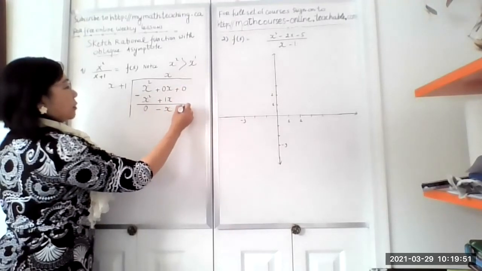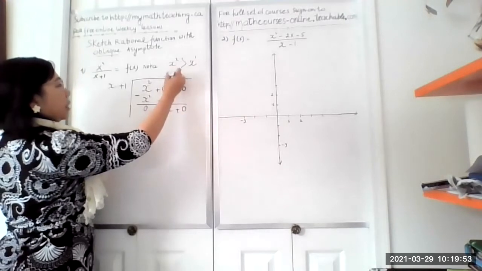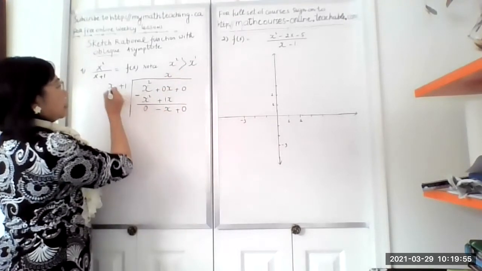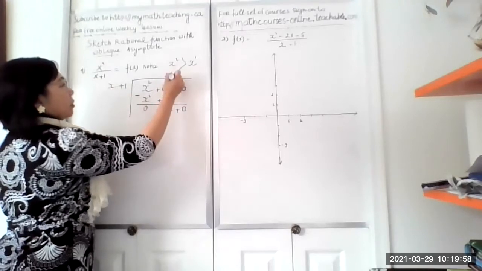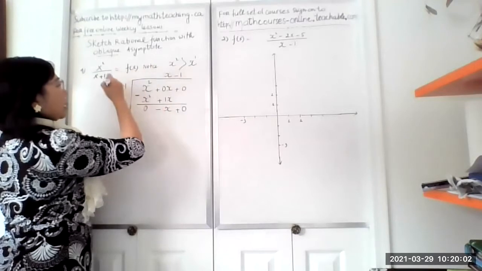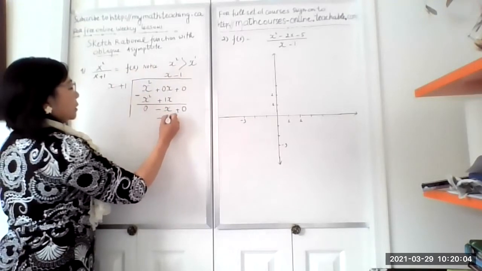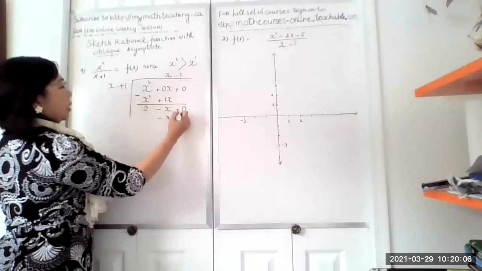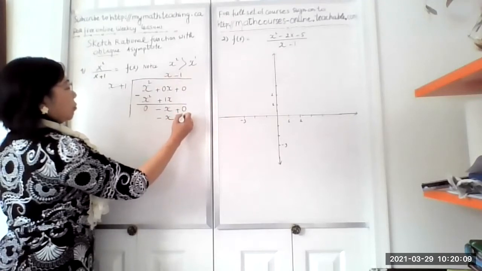Continue, we bring the 0 down. We're going to find the number. Times with this 1, we can subtract. So that should be minus 1. 1 times minus 1 times x is minus x. Minus 1 times 1 is minus 1.